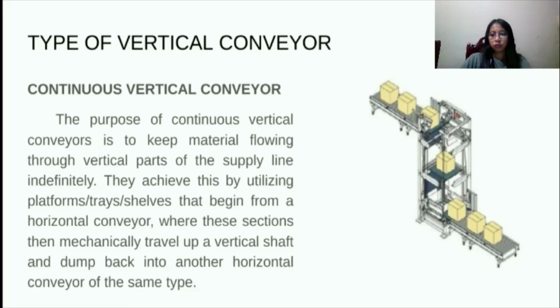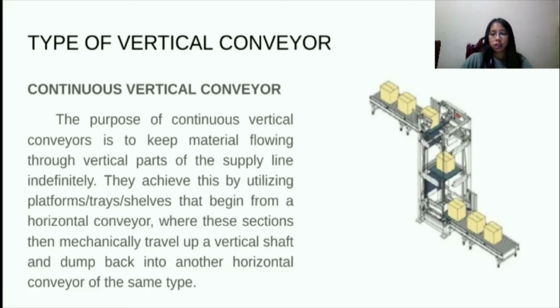The first type of vertical conveyor is this continuous vertical conveyor. The purpose of continuous vertical conveyors is to keep the material flowing through vertical parts of the supply line indefinitely. They achieve this by utilizing platforms or trays or shelves that begin from a horizontal conveyor, where these sections then mechanically travel up a vertical shaft and then dump back into another horizontal conveyor of the same type.